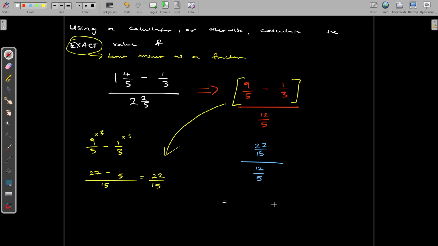22 over 15 divided by 12 over 5. Exactly, because the fraction bar here tells us that we're dividing. So it's 22 over 15 divided by 12 over 5. Is that clear?